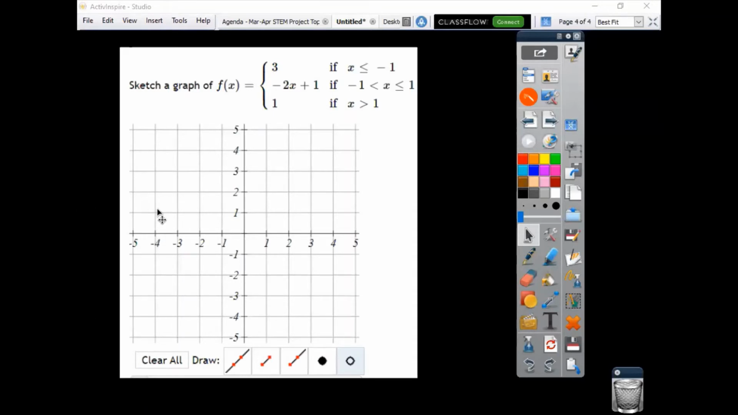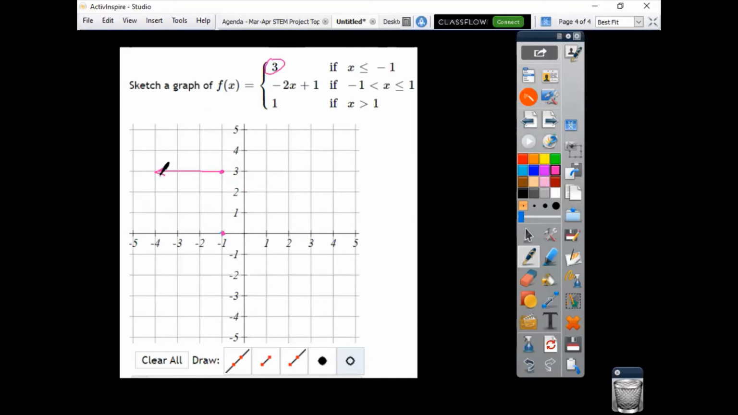Okay, how do you do a piecewise function here? First of all, on these problems, this x, when it's less than or equal to -1, so from here to the left, get a different color here that shows up. From -1 to the left, y stays up at this 3. So it's going to be like that.